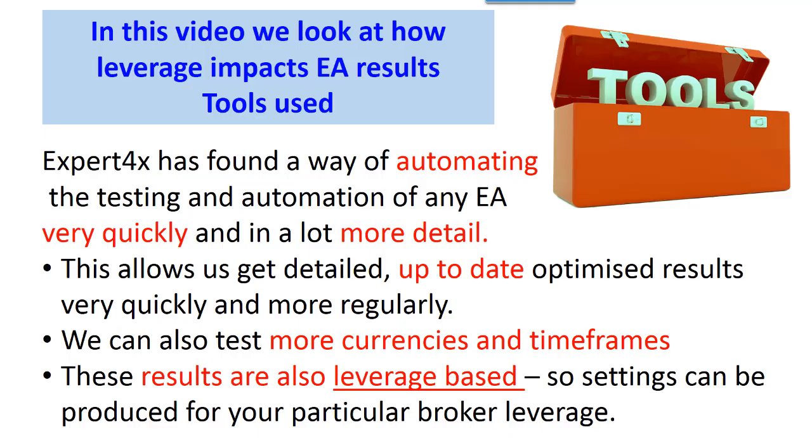So to do this EA test, we need two tools. The first one is a service that automates the testing of any EA very quickly and in a lot more detail. Because of this, the optimization results are always up to date and can be done very quickly and regularly. We can test more currencies and more time frames because of this efficiency. And the big thing about this is that the results can be leverage based. And that's the topic of this video, when I show you the different results as a result of leverage.